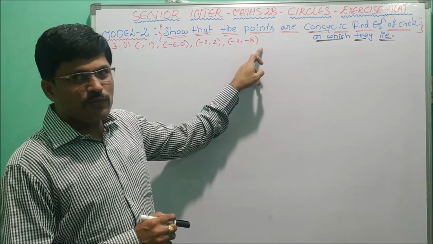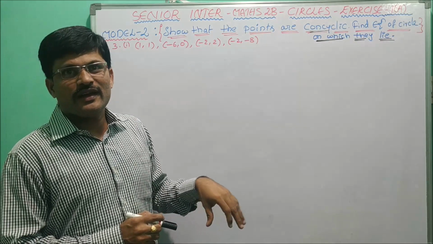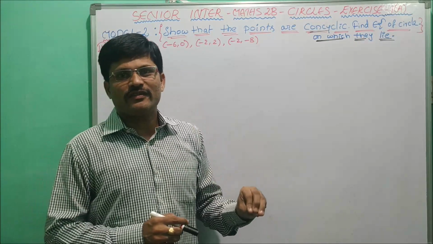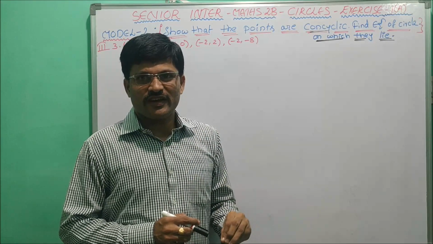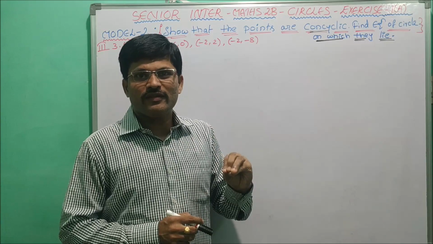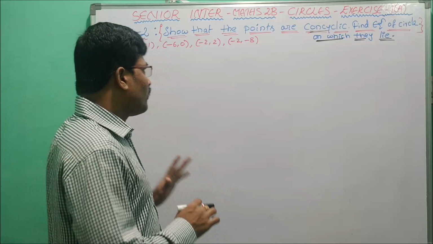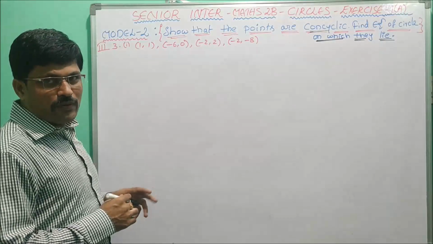And we check whether the 4th point satisfies our circle. Then the 4 points are called concyclic. So this is the definition of concyclic: if any circle passes through 4 points, then the points are called concyclic. This is the definition. So here we discuss the problem.